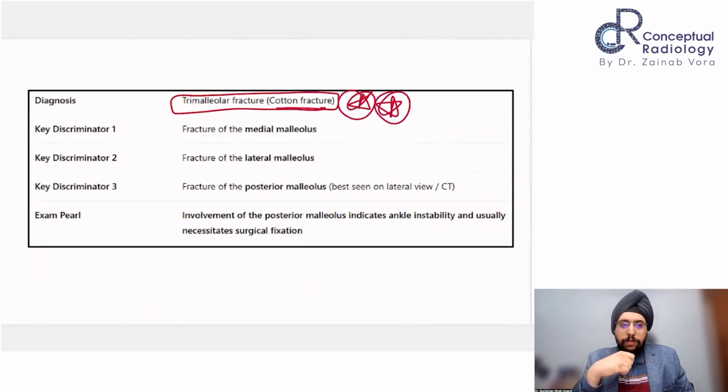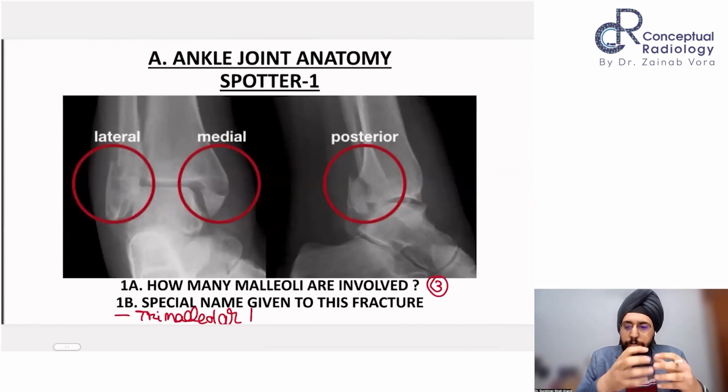So now what knowledge do we gain? The anatomy knowledge which we have gained through this is that there are at least three malleoli. So somebody who's not aware that there is a third malleolus, which is the posterior malleolus, and the spotter part is the special name which is given to this fracture. It's basically the Cotton fracture. So this is how you should remember the spotters and try to gain every point from that.